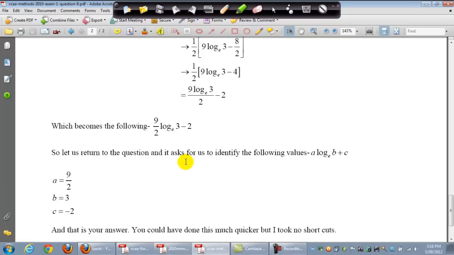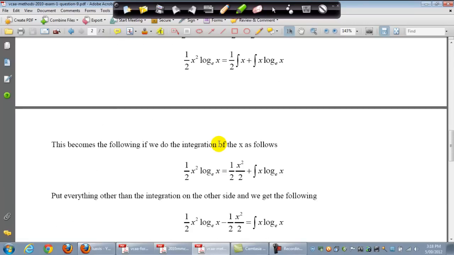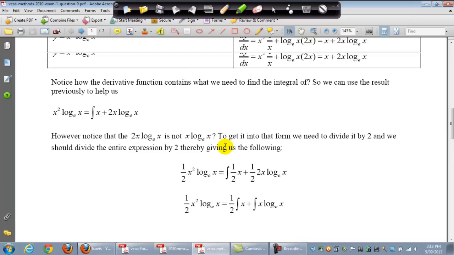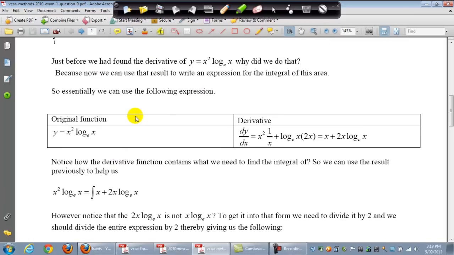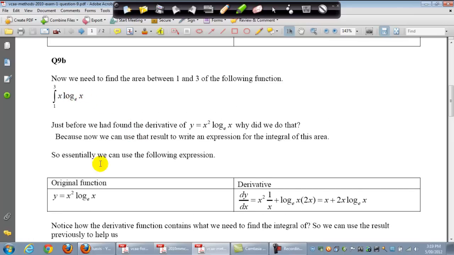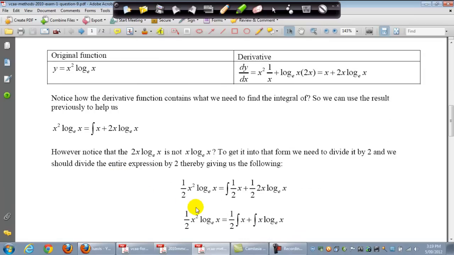Now, there were a few things that you had to be aware of in this type of question. Where were the little tricks? Well, one of the little tricks was, you know, the big jump. Did you realize that if you took the antiderivative of this, it will give you that, the original function. And then you had to see that there was this 2x log e, which was very similar to x log e. So now you had to, what I do, massage, divided by half. So that was one of the tricks.